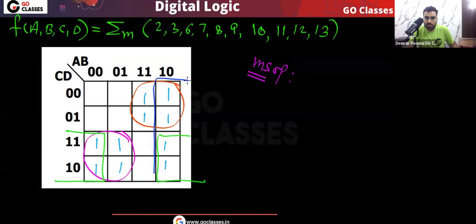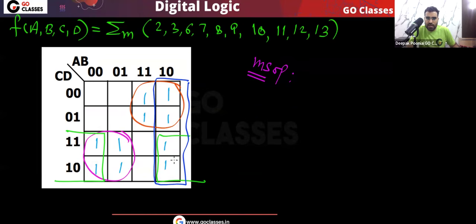Look at this. Is there any other prime implicant? Remember, these are prime implicants. What is a prime implicant? A prime implicant is a cube covering ones which is as large as possible. So in this K map, do I have any other prime implicant?